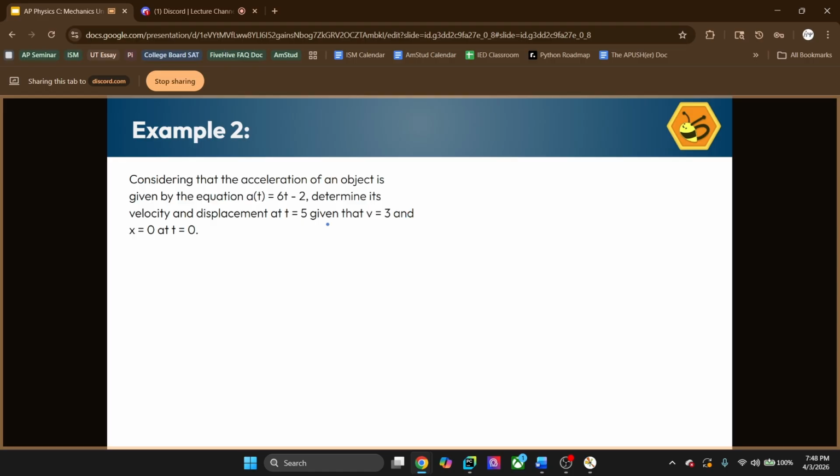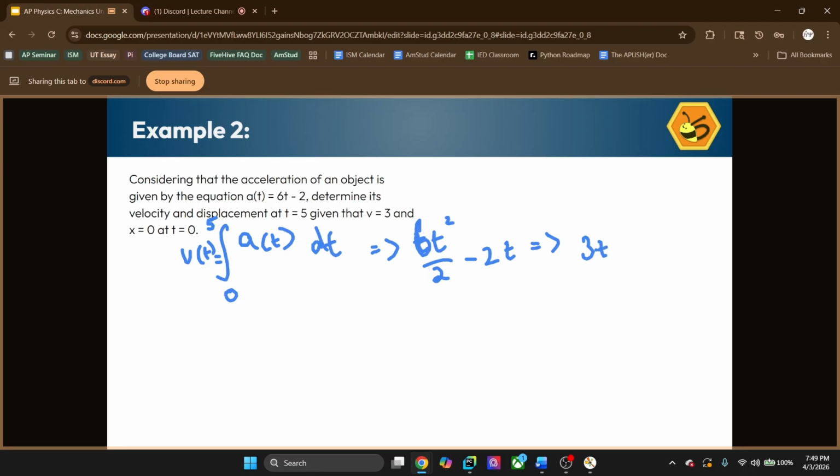To find the velocity, integrate. So the rule is v of t equals the integral of a of t dt, and the bounds are 0 to 5, since we're trying to find out the velocity and displacement at t equals 5. And once we integrate, we know that it's going to be 6t squared over 2 minus 2t, and that gives you 3t squared minus 2t from 0 to 5.